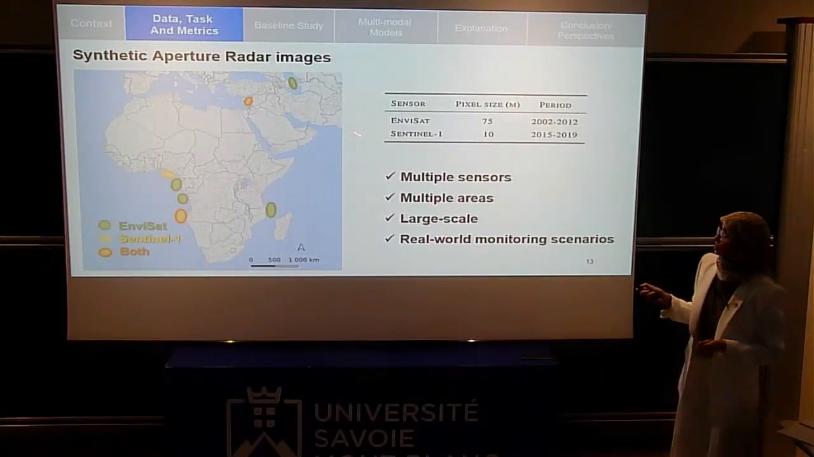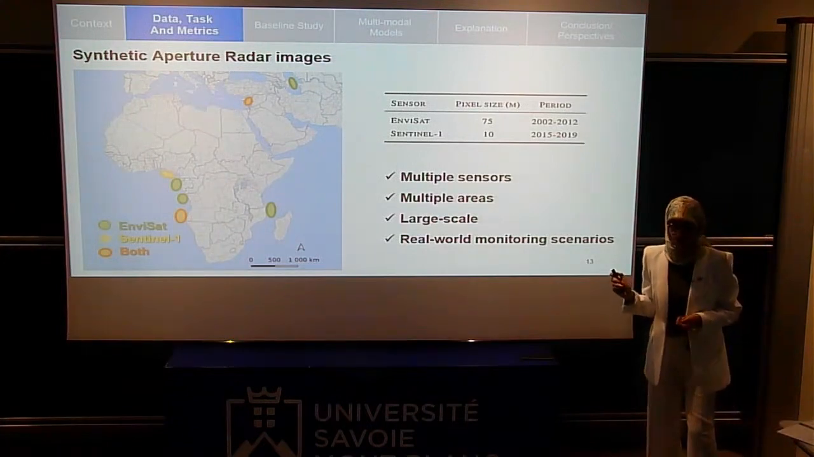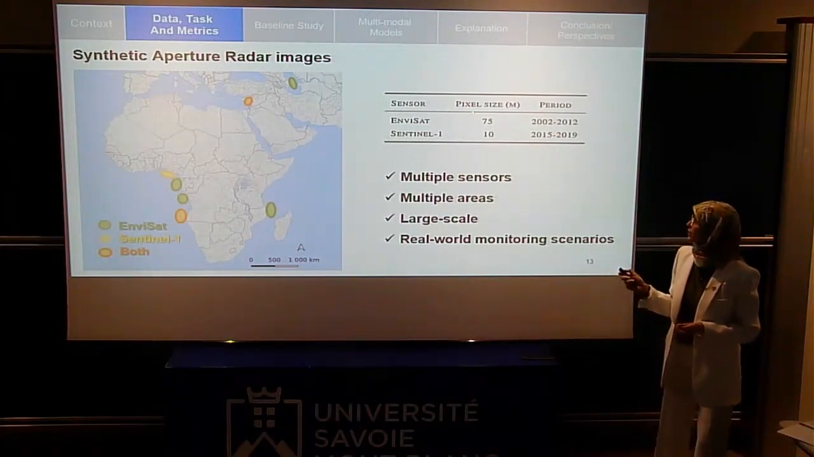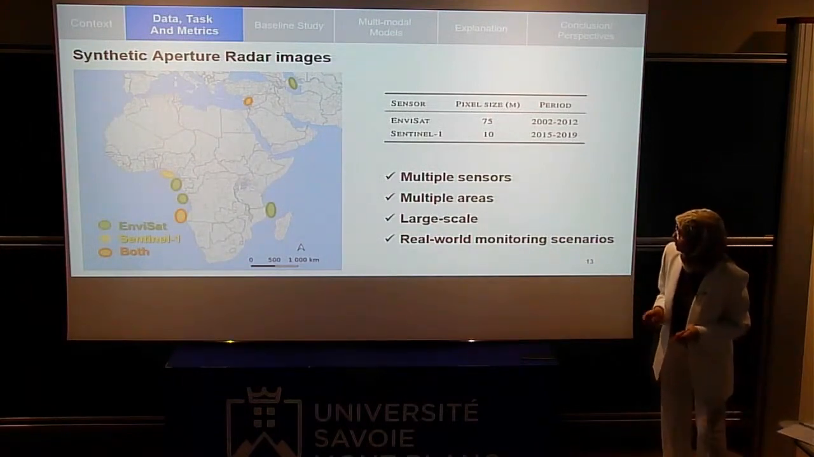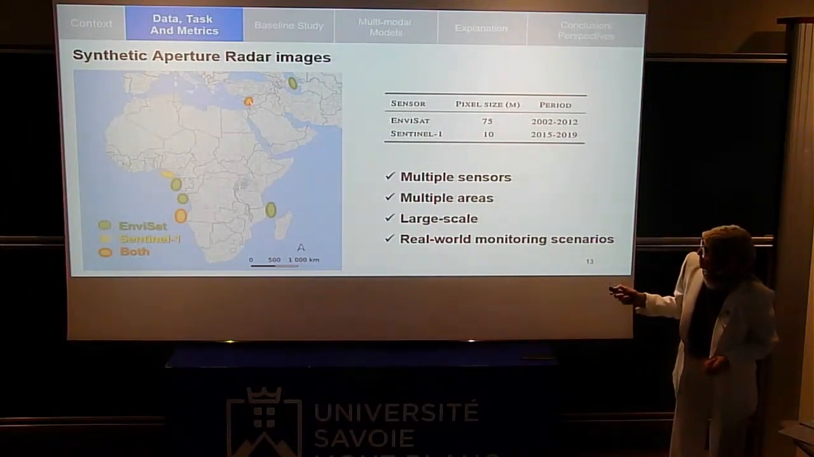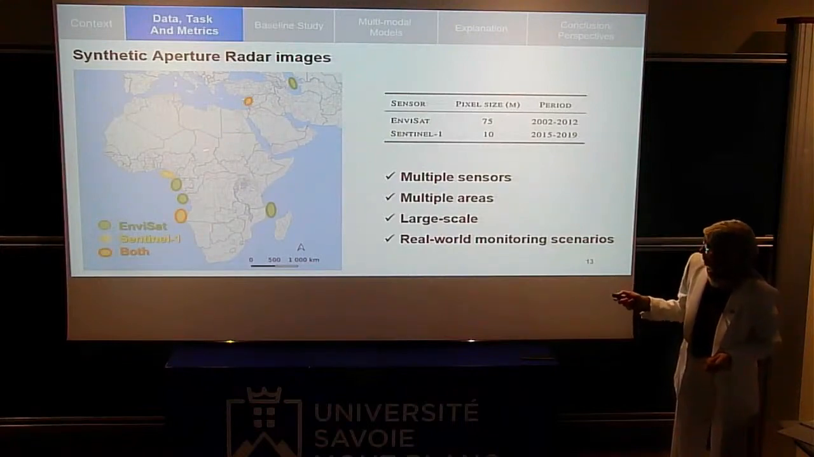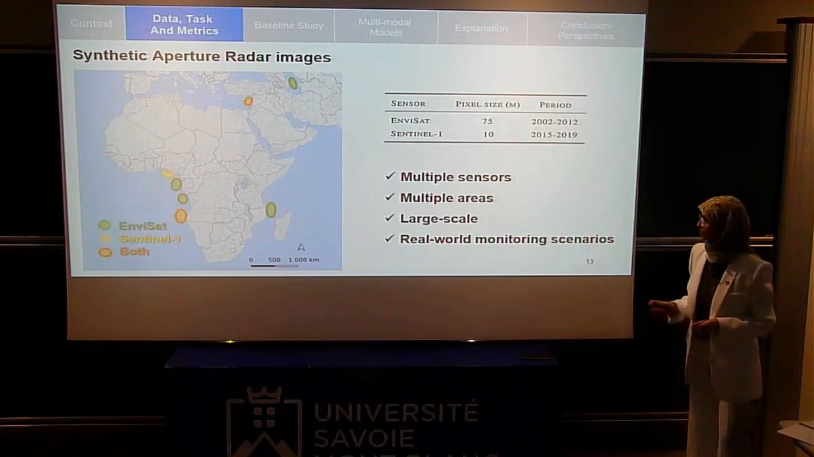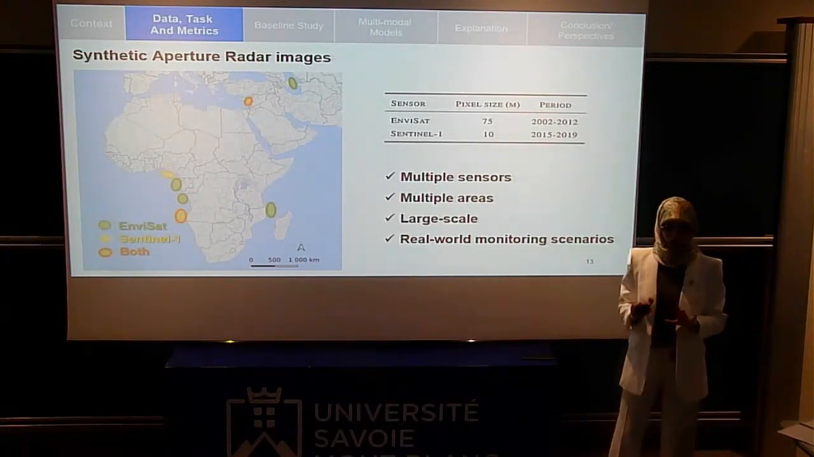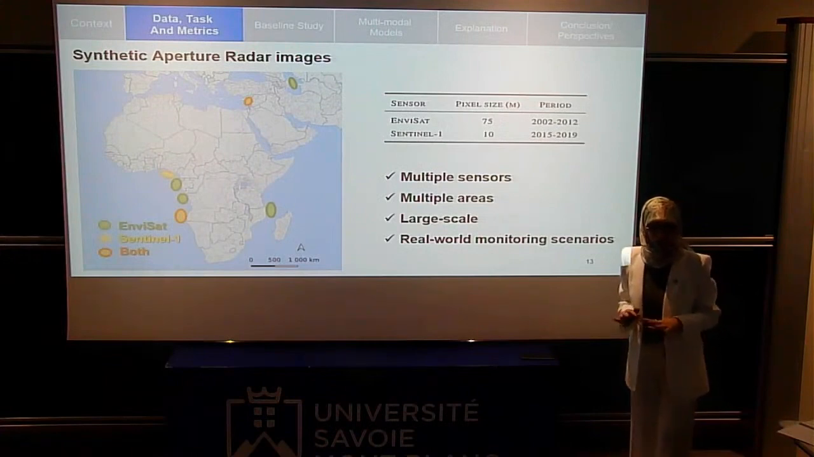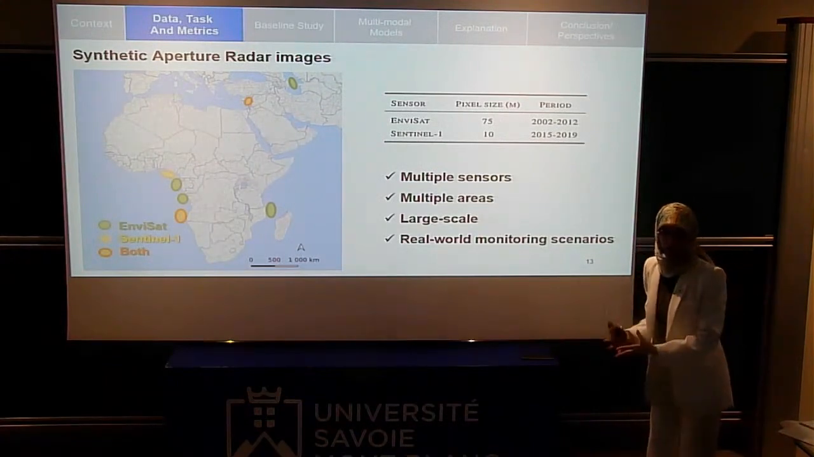Here, we use two categories of sensors with different characteristics. We can see here the difference of the pixel size and the resolution. We cover several areas on the sea surface. We can see here both Envisat and Sentinel-1 areas. And we use large-scale and real monitoring scenarios. All the data that we are using are real data used by photo interpreters.